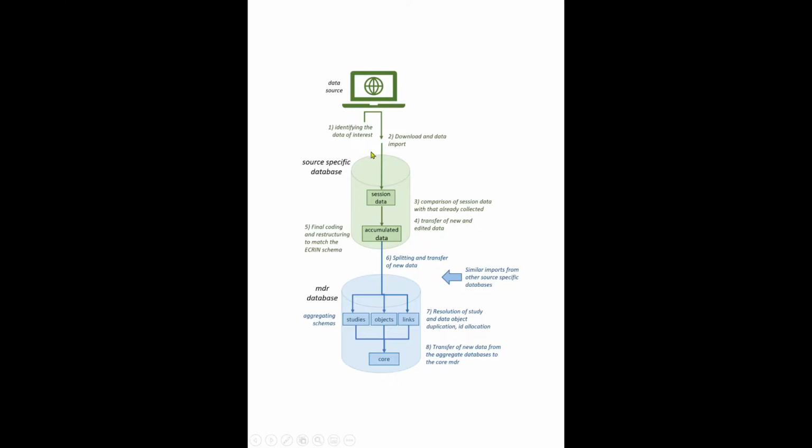The process starts by identifying what data is required, and that may be the whole of the source, but normally we try to make it the data in the source that has been recently revised since the last import or has been added. So we download that, usually to a local copy first, and then import it into the session data tables. There, the session data is compared with the data that's already been imported, and where it's been revised or is new, it's added to the accumulated data, or the accumulated data is changed to correspond.